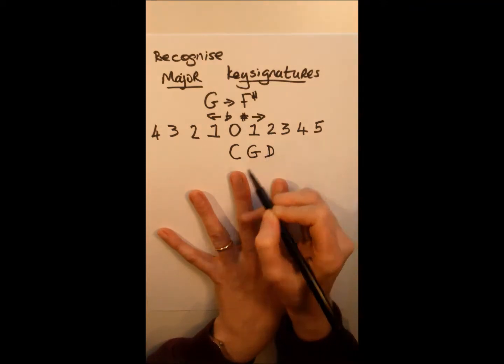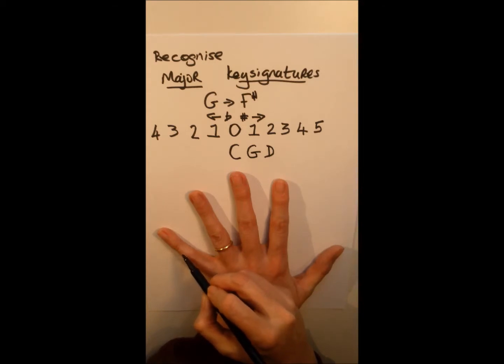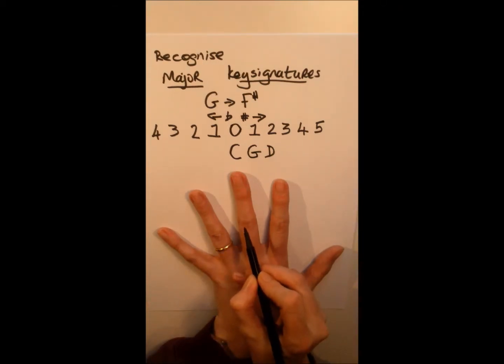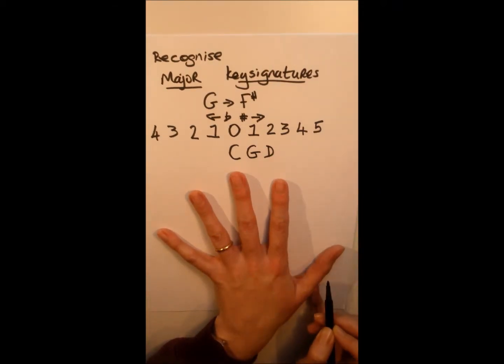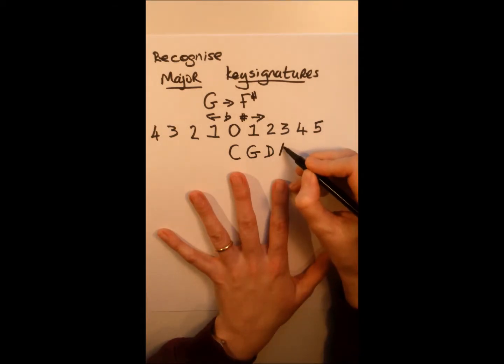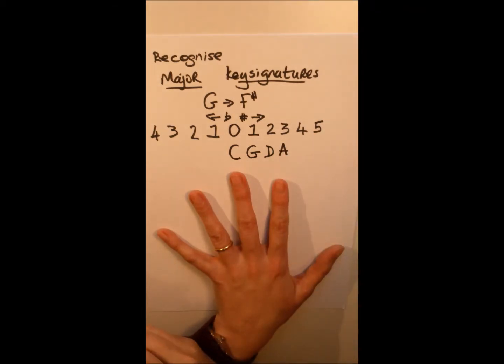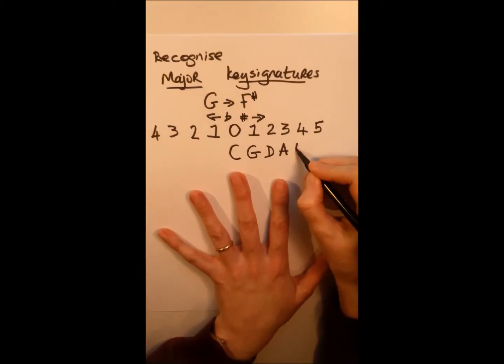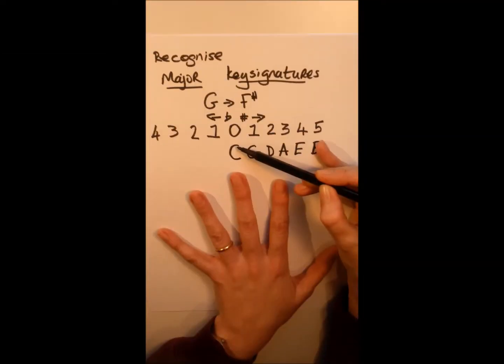Let's start on D now. Count up 5: D, E, F, G, A. The scale of A has 3 sharps. E has 4 sharps.